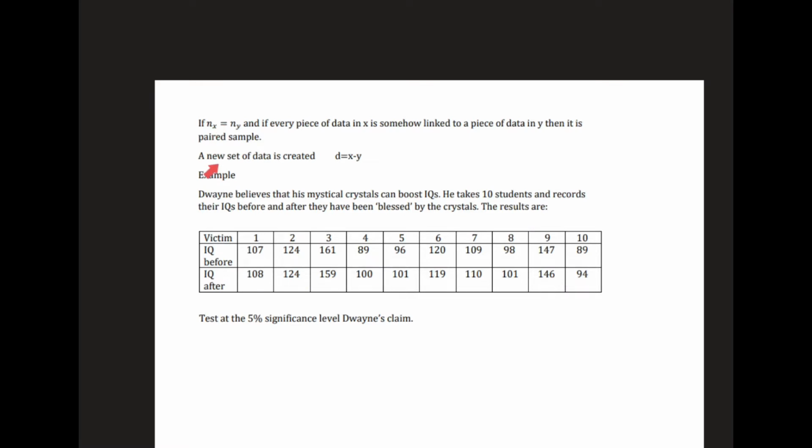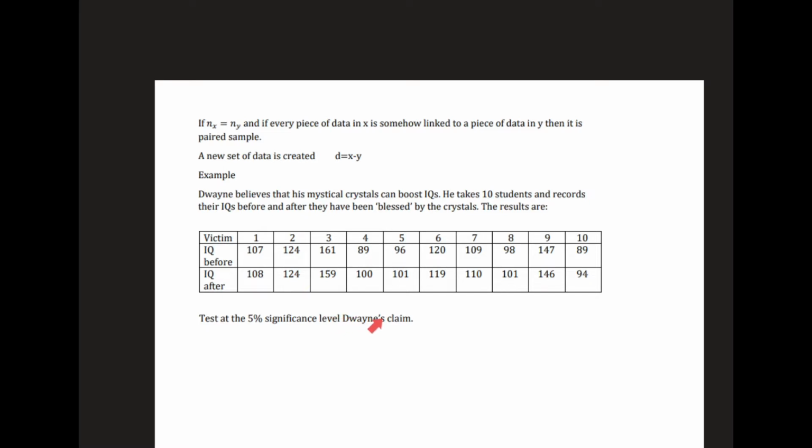So a new set of data is created. We use d equal to x minus y. For example, one believes that his mystical crystal can boost IQs. He takes 10 students and records their IQs before and after they have been blessed by the crystals. The results are here. It seems like this one increases, this one is the same, this one decreases, and so on. He tests at the 5% significance level his claim.